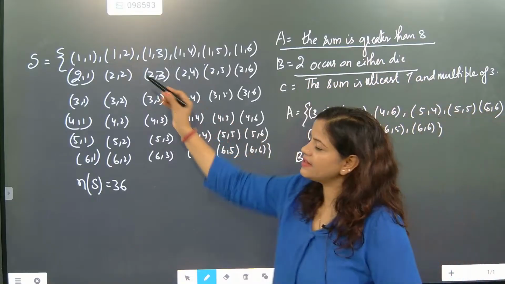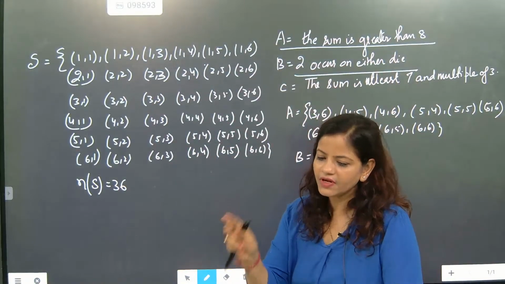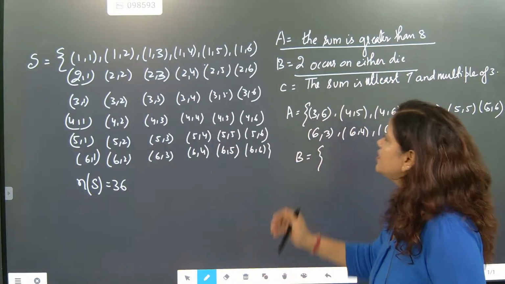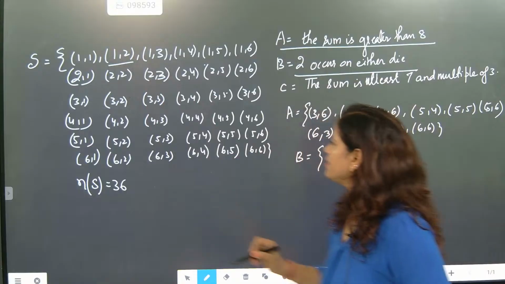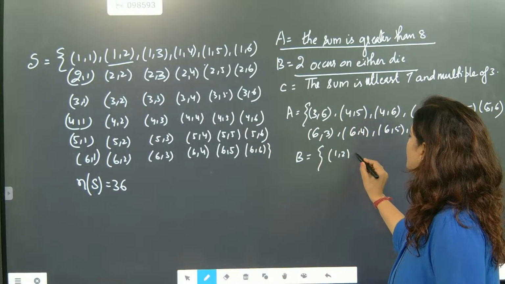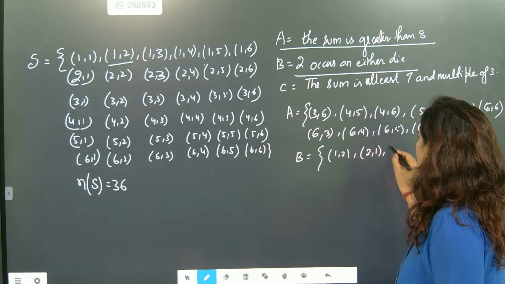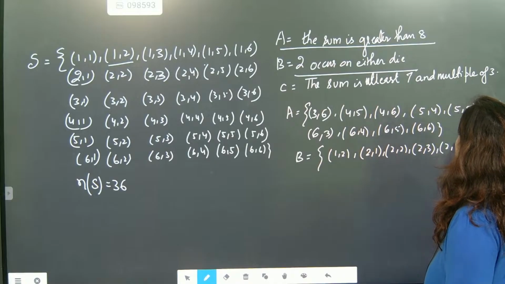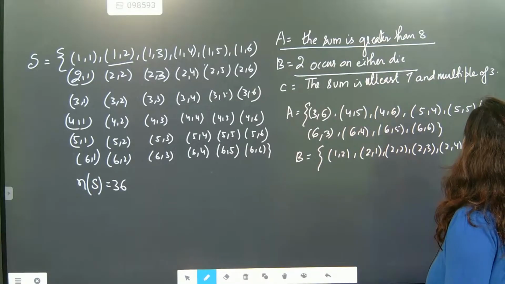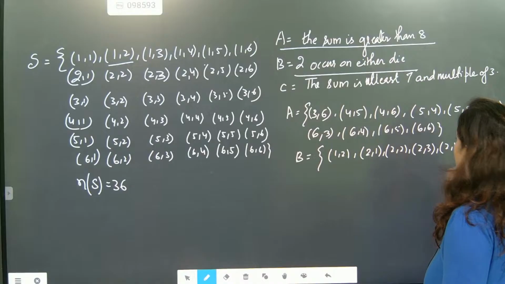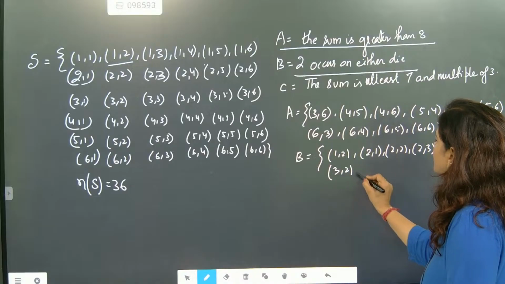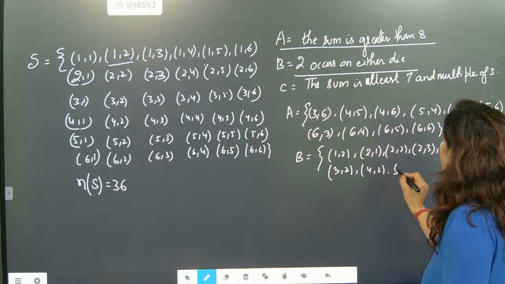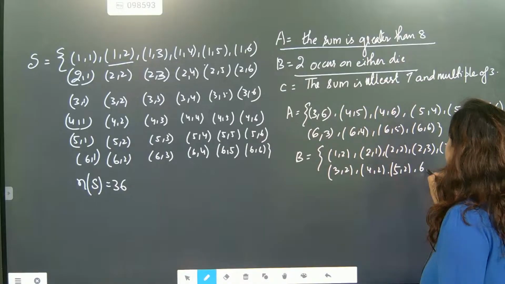Now next one is, beta, here 2 occurs on either die. 2 occurs on either die means on any one of the dice 2 must occur. Understood? So here we will write (1,2), then (2,1), (2,2), (2,3), (2,4), (2,5) and (2,6). Now next one is (3,2), (4,2), (5,2) and (6,2).